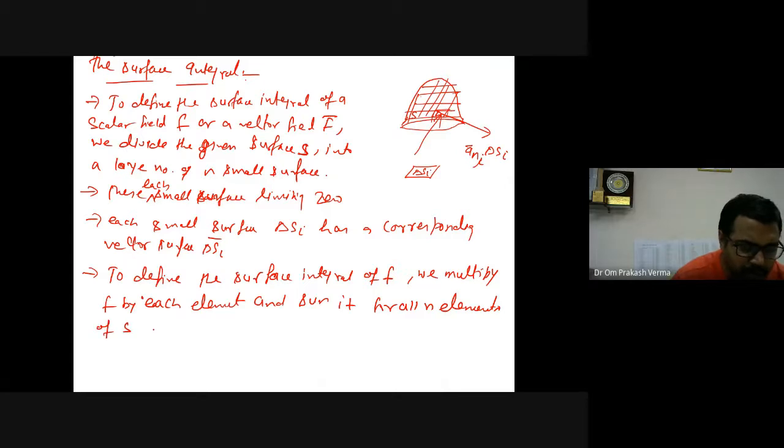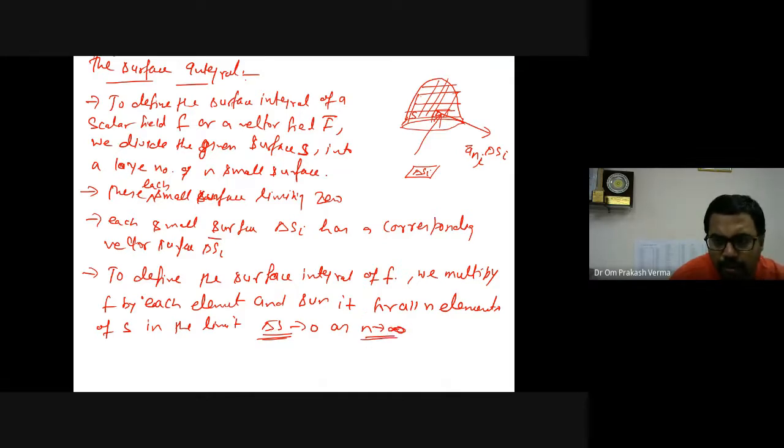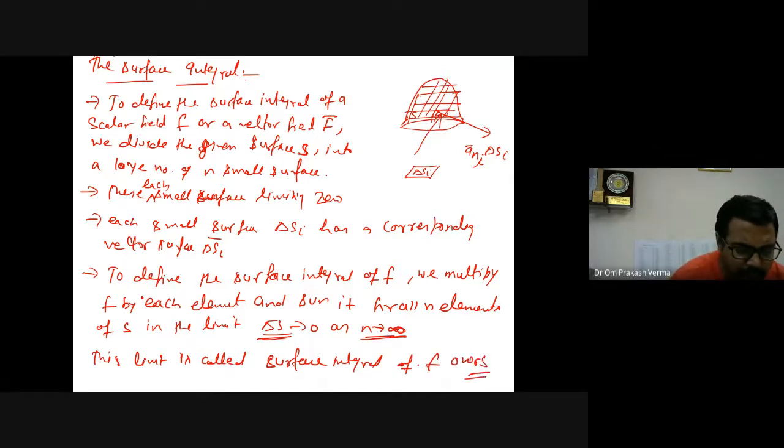of S, in the limit. And you know what the limit is? The limit is delta S_i, delta S tends to zero as n tends to infinity, because this area represents an infinitely small area. Why? Because n, the number of sectors, is defined as approaching infinity. So this limit is called the surface integral of F over S.